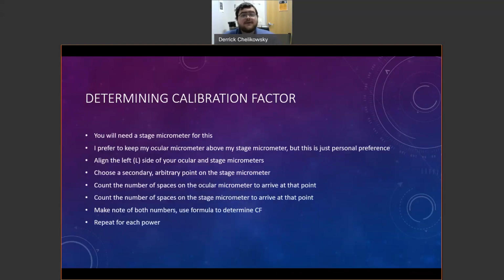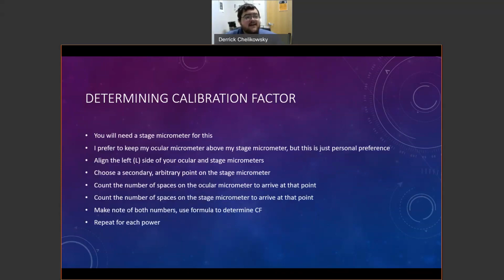So you will need a stage micrometer for this. Were you in the lab, we'd be giving you a stage micrometer. If you wish to come into the lab and try to calibrate one of our scopes, we will give you a stage micrometer. I personally prefer to keep my ocular micrometer above my stage micrometer, and you'll see in a few of the pictures coming up exactly what I mean by that.